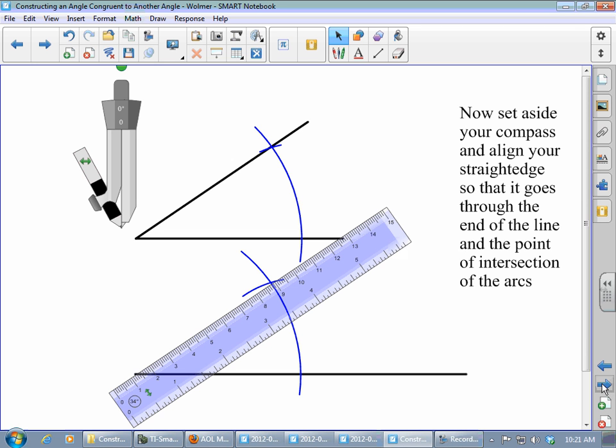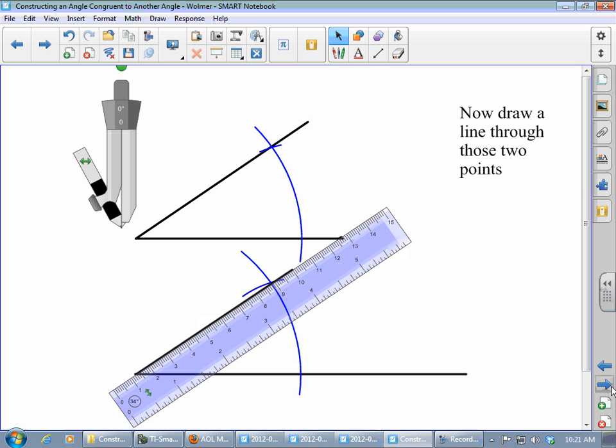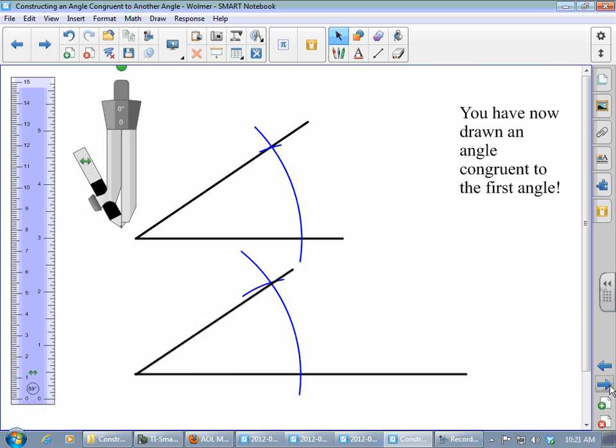Now set aside your compass and align your straight edge so that it goes through the end of the line and the point of intersection of the arcs. Now draw a line through those 2 points. You have now drawn an angle congruent to the first angle. But can you prove it?